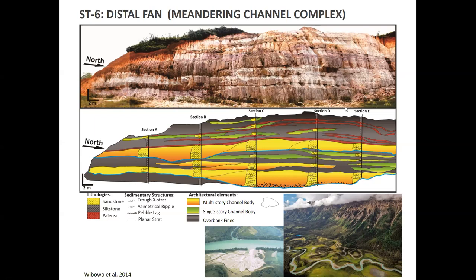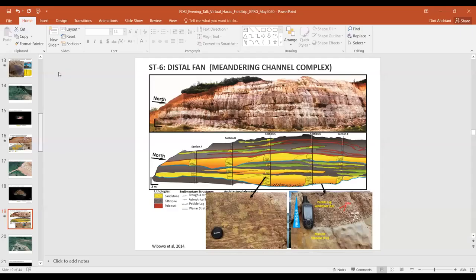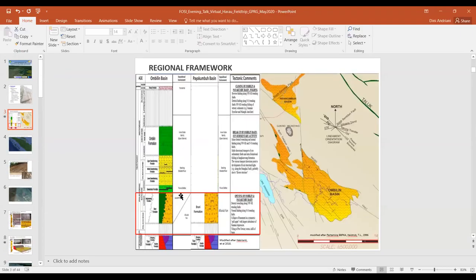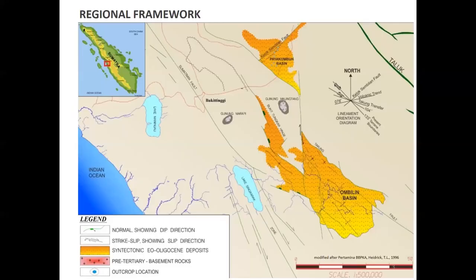Next question from Barry. Berunisham. You can turn on your audio, please, for the question. Okay, I will just read the question. In the Brani outcrop, especially at the alluvial fan facies, is there any volcanic material in the outcrops?